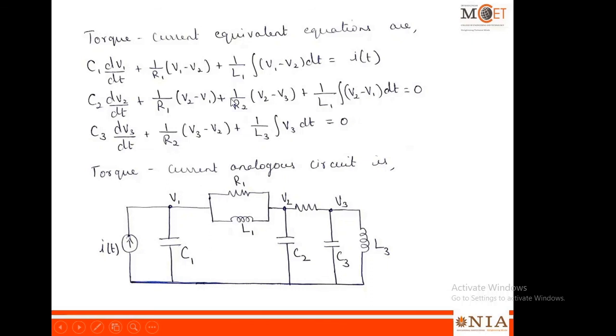Actually, this first equation is node 1 equation, second equation is node 2 equation, and third one is the node 3 equation. Using KCL, if you write three node equations for this circuit, you will land up in writing all these three equations.